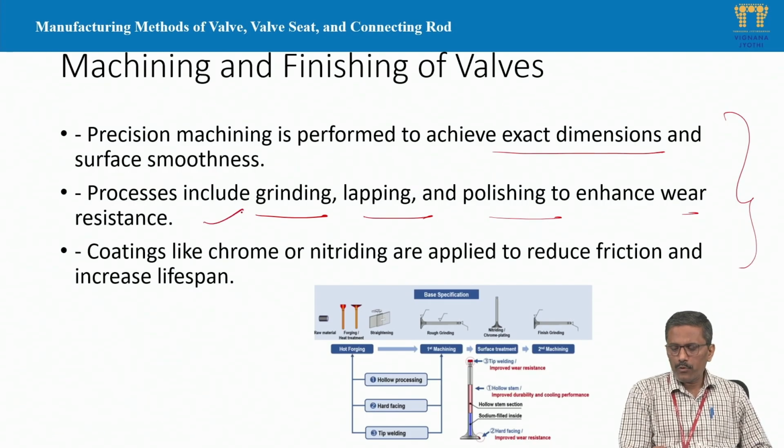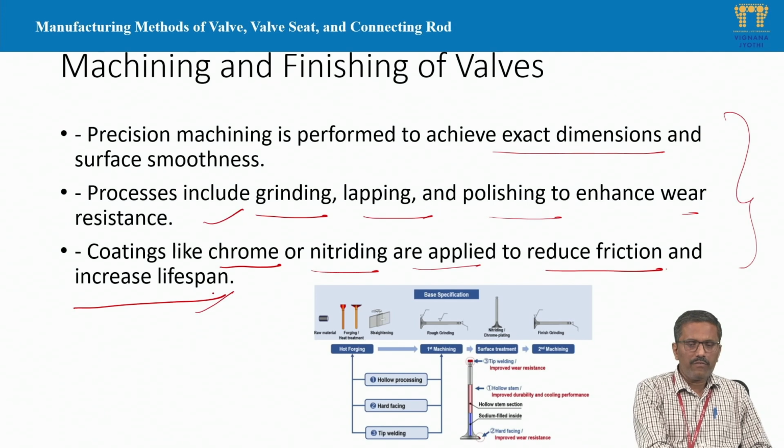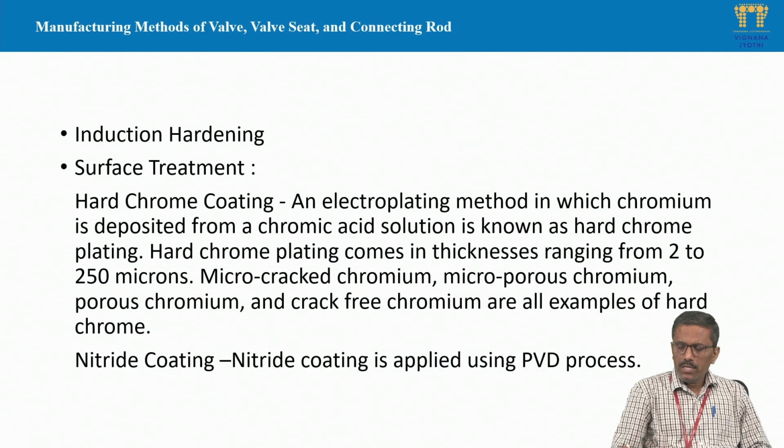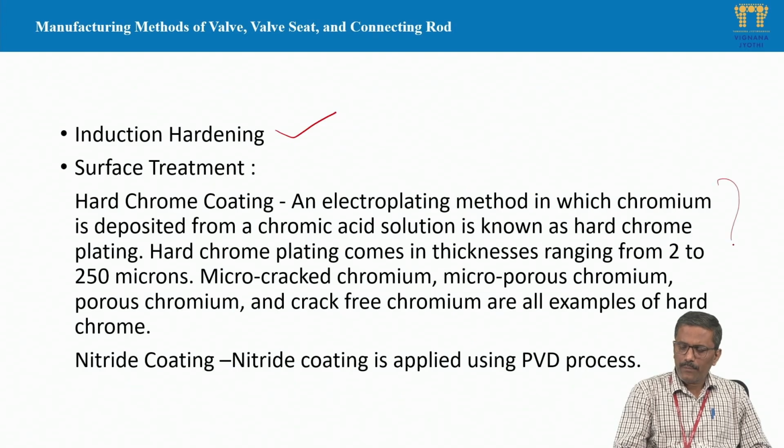After that, to further improve the properties, that is, to improve the lifespan of the valve, we go for chrome and nitride coating to reduce the friction as well as increase the life of the valve. Not only surface treatments, we also go for induction hardening to improve the hardness. And there are two methods of surface treatment we mostly use.